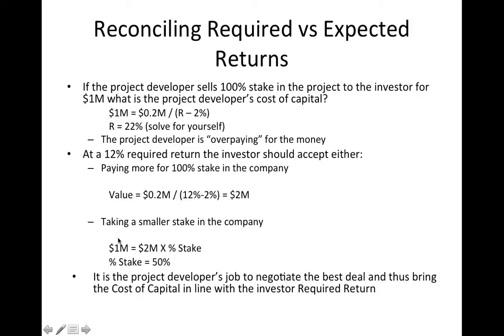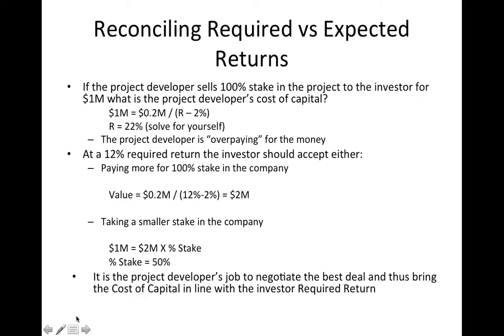The second possibility is that the project developer could decide to only sell a smaller stake in the company. So if a 100% stake in the project is worth $2 million and they only need $1 million, then they could sell a 50% stake in the business. The way that would work is that the investor, instead of getting 0.2 million each time, would get 0.1 million each time. They'd get half of it, and the rest of it would stay with the project developer. And again, that would compensate the project developer for having put the deal together.